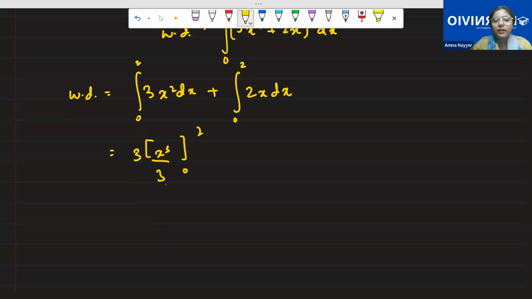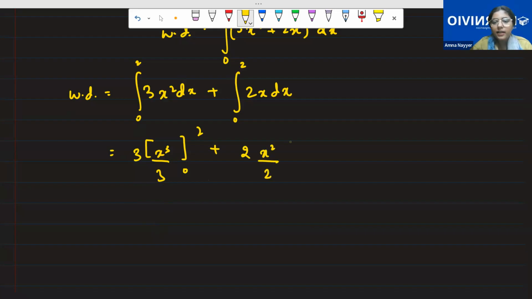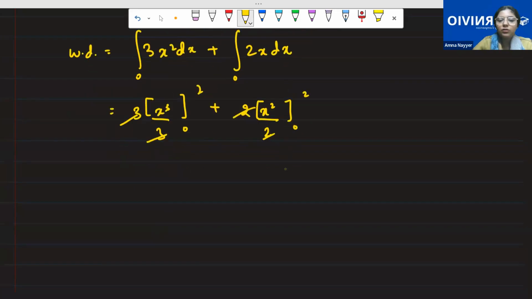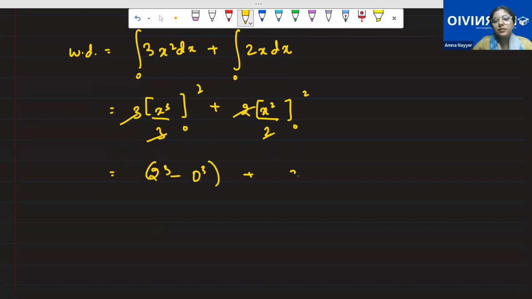See, x cube divided by 3 from 0 to 2 plus 2 is there. Now this is x to the power 1 is there. So that will become x squared divided by 2 from 0 to 2. See, these powers will cancel the denominator. So you will be left with just 2 cube minus 0 cube plus 2 square minus 0 square. Okay, so this is 8 plus 4, which is equal to 12. So 12 joule is that.